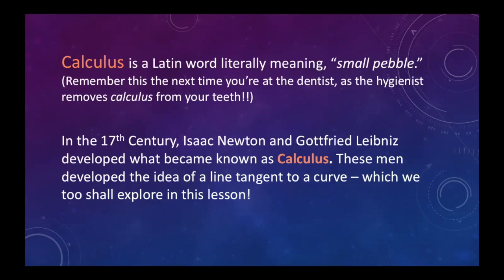In the 17th century, Isaac Newton and Gottfried Leibniz developed what became known as calculus. These men developed the idea of a line tangent to a curve. So we too shall explore this idea of a line tangent to a curve in this video in the coming moments.